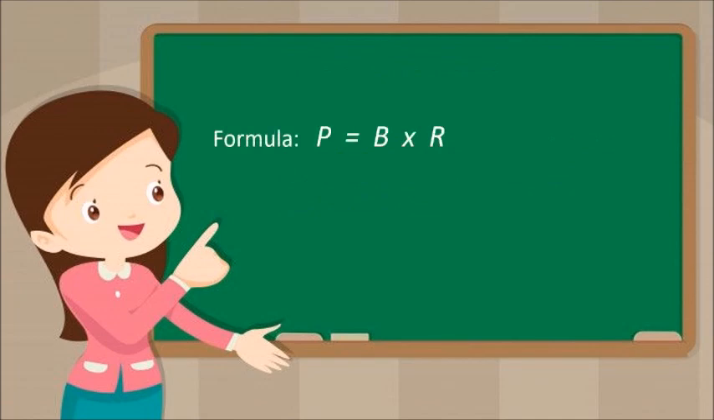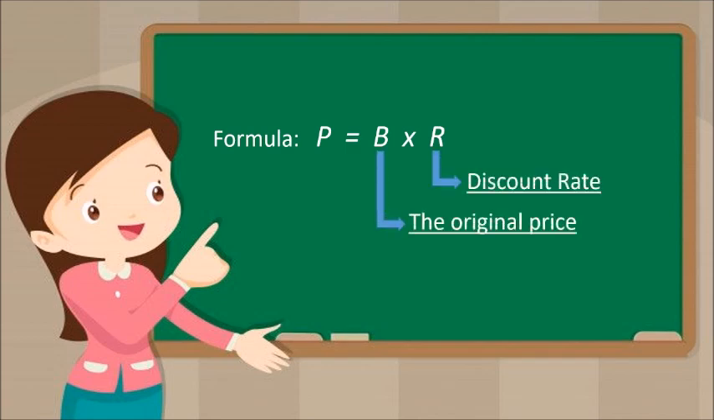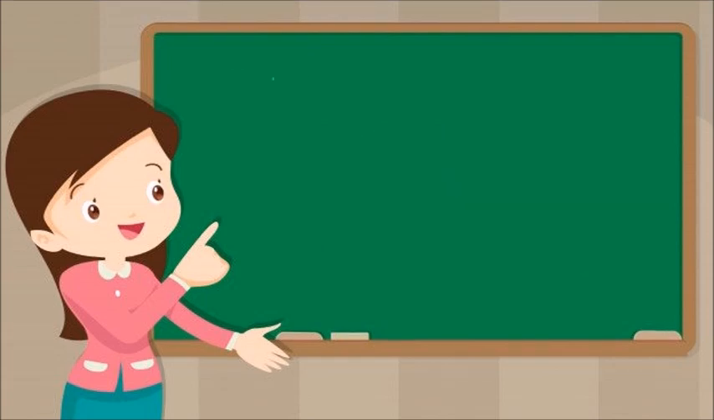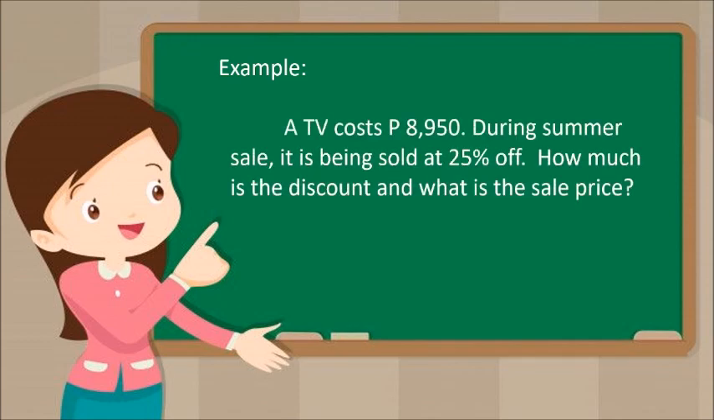The formula is P equals B times R, where R is the discount rate, B is the original price, and P is the amount discounted. Okay? Example, a TV costs 8,950 pesos during a summer sale. It is being sold at 25% off. How much is the discount and what is the sale price?